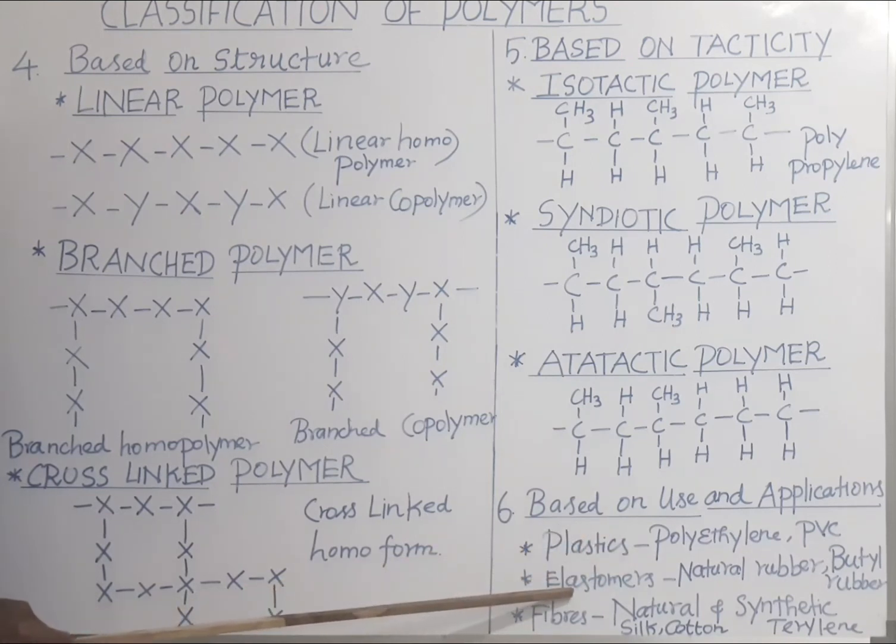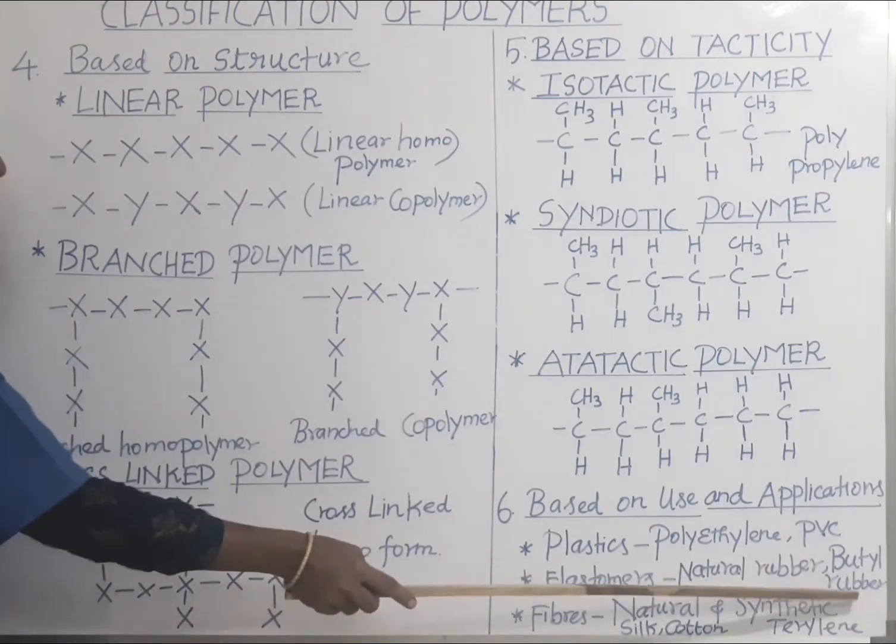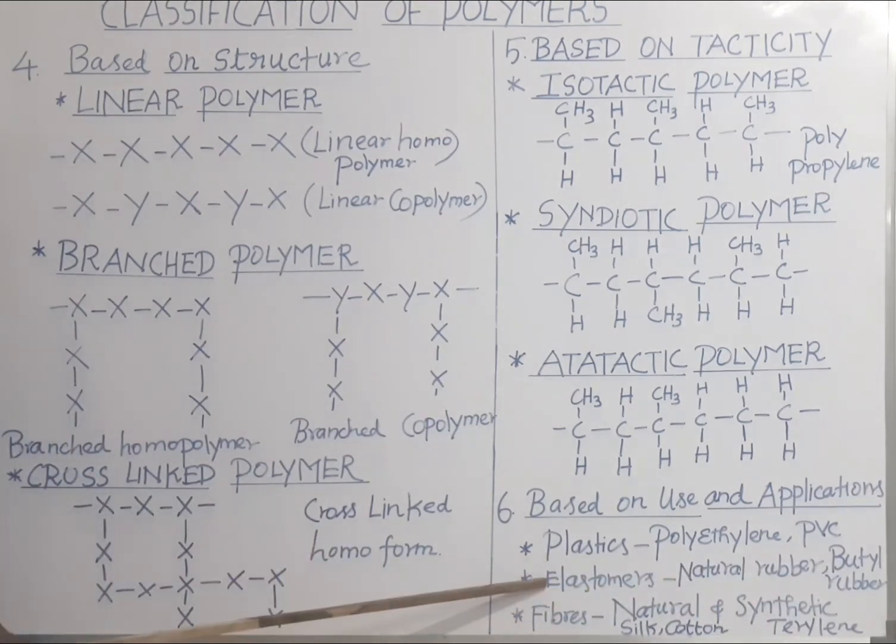The next one is elastomers. Elastomers have good strength and high elongation. The best examples are natural rubber and butyl rubber. So these are elastomers. The last classification is fibers.